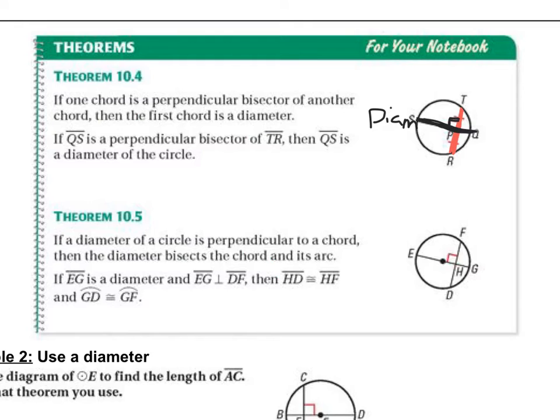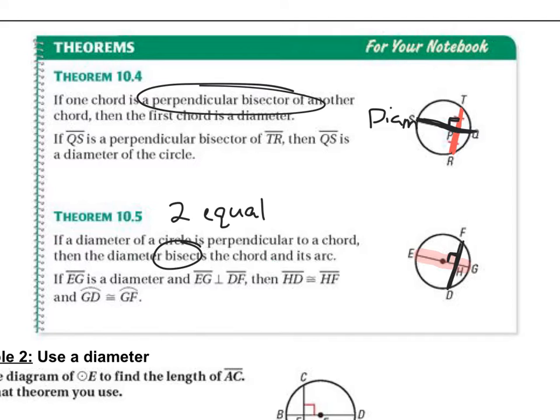Theorem 10.5 is basically the converse of that, in that if a diameter is perpendicular to a chord, so we notice here that it's perpendicular to this chord, it's got the 90-degree mark, then the diameter bisects the chord. So just remember a couple keywords here. First off, perpendicular bisector means it intersects at a 90-degree angle. Remember, bisects means to cut into two equal parts. So if we have a diameter that's perpendicular to a chord, then each half of that chord is equal to the other.